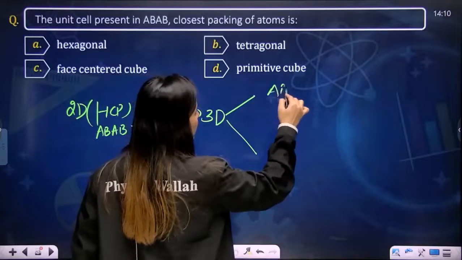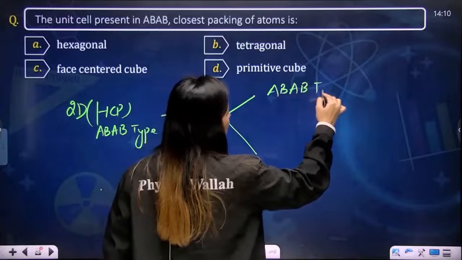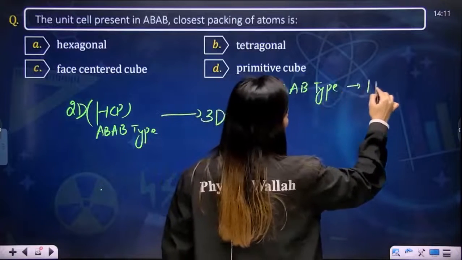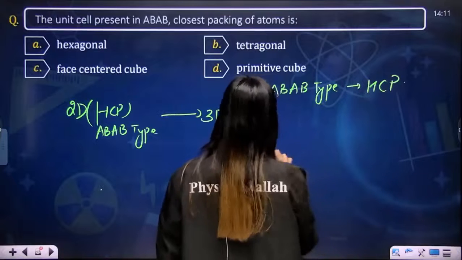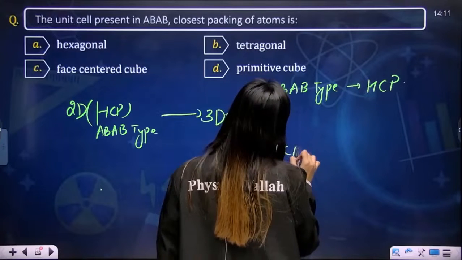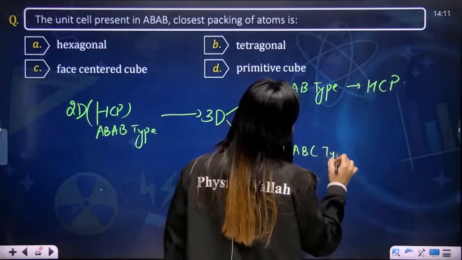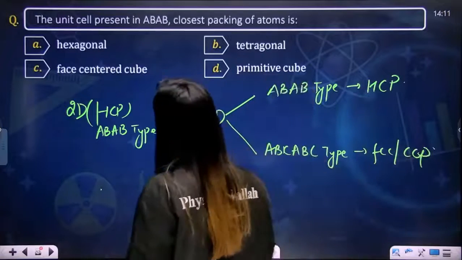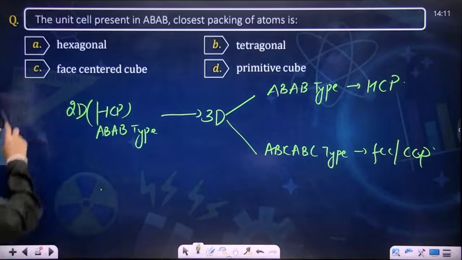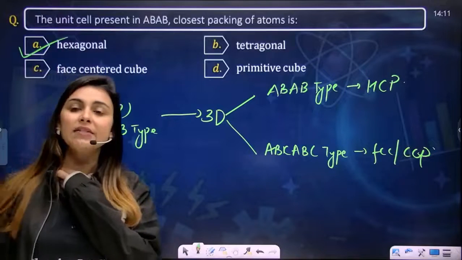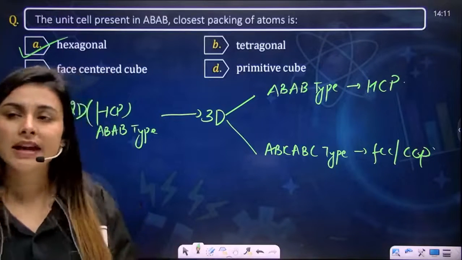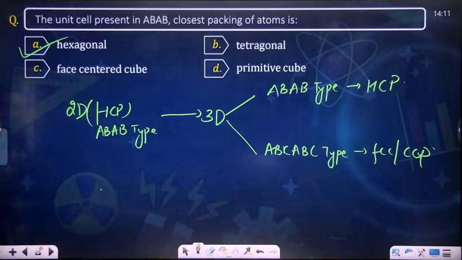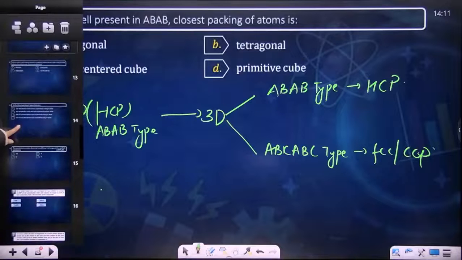Either it could be AB type, which would give you your hexagonal closest packing, or it could be ABC type, and this would give you FCC/CCP lattice, right? Yes, it is talking about AB, so it would be hexagonal. So option A will be your correct answer, right? Yes, perfect. Please write it down. I hope you've written it.